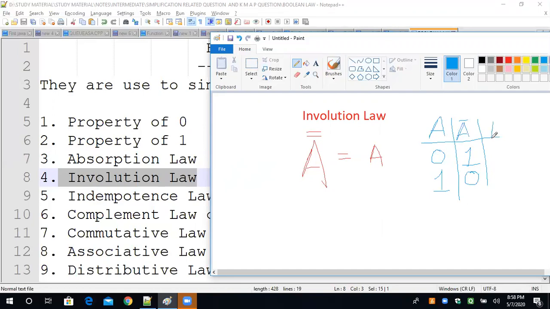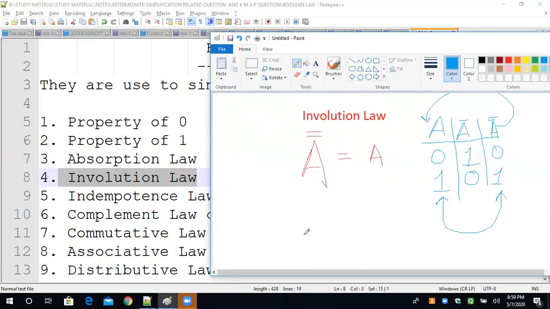Now I'm taking one more additional column, A double bar. A double bar means the complement of A bar, that is, the complement of this column. So the complement of 1 will be 0 and the complement of 0 will be 1. Now you see these column values and those column values are absolutely the same. So A double bar can be written simply as A. So bar to bar will be cancelled according to the involution law.